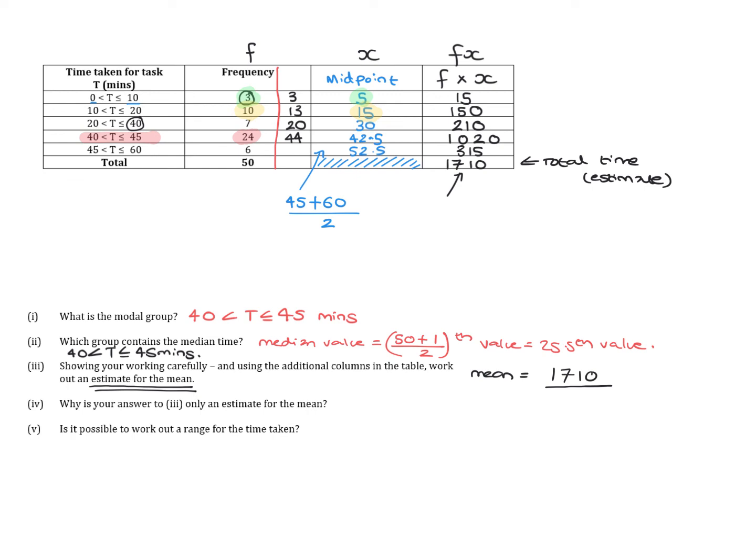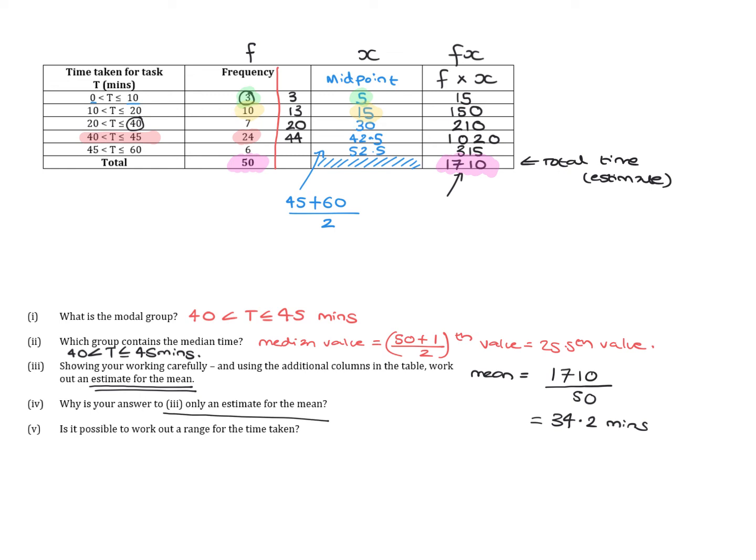That's really important that we do that calculation correctly. We don't divide by the number of groups, we divide by the total number of people. So that's 1,710 divided by 50. So if I input that in my calculator, that will give me a mean time of 34.2 minutes. Now, why is my answer only an estimate for the mean?